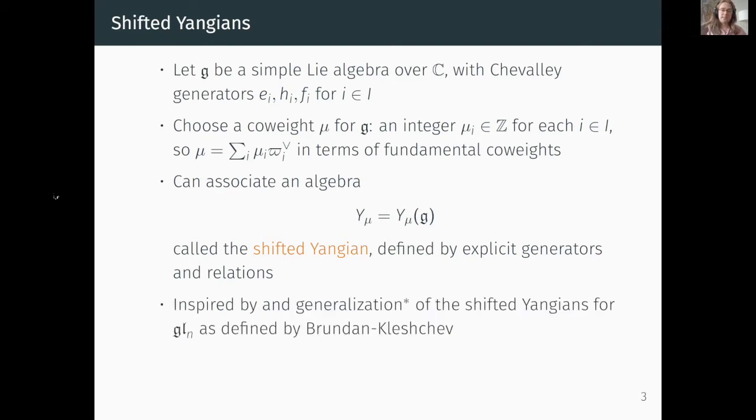But two things to say. One is that this is inspired by and generalizes the shifted Yangians of Brundan and Kleshchev. I put a little asterisk on generalizes because I'm technically dealing with simple Lie algebras, not GLN, so it would be SLN, but this is a minor distinction which we can sweep under the rug. So this is basically coming from the ideas of Brundan and Kleshchev, but very generalized. And second, if the shift is zero, we're just talking about the ordinary Yangian as defined by Drinfeld, something familiar to probably some of you.